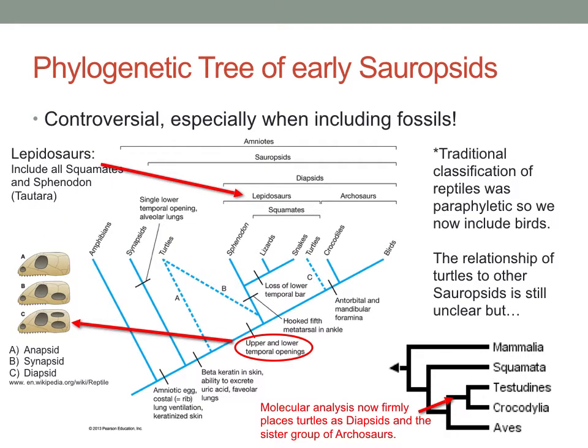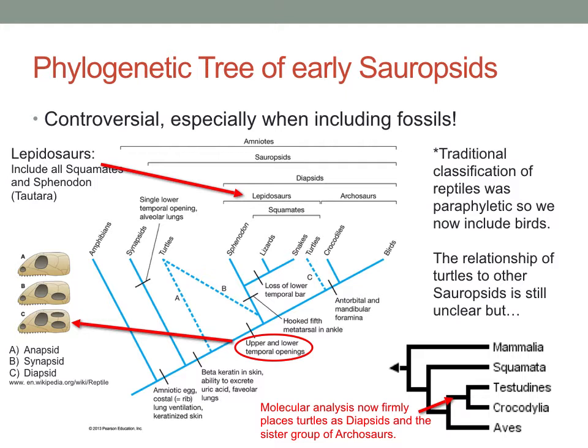This is the phylogenetic tree for sauropsids. Let's start with the outgroup, amphibians. Amphibians are not amniotes, so everything else we're talking about in this course are amniotes. And that means they have an amniotic egg, which we've already discussed. They also have costal lung ventilation, so they're using their ribs to breathe, and they have keratinized skin.